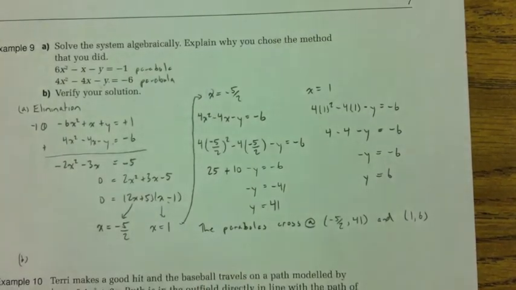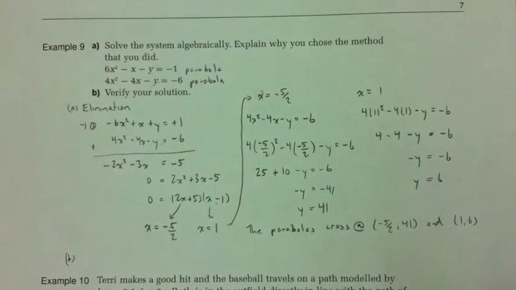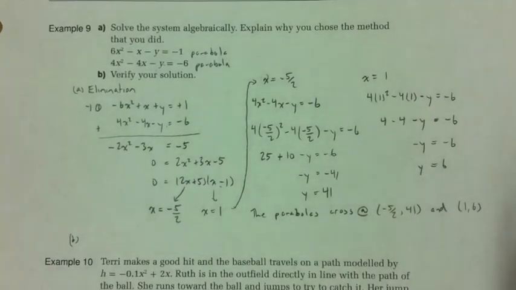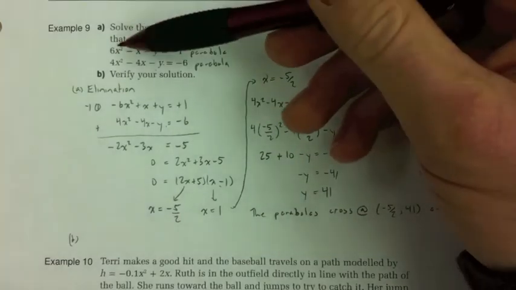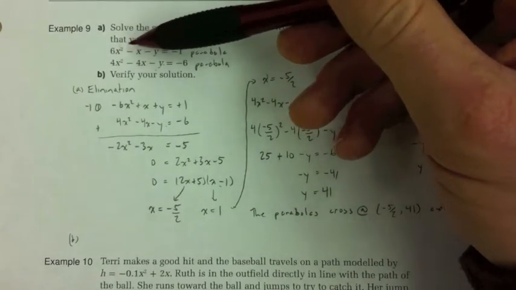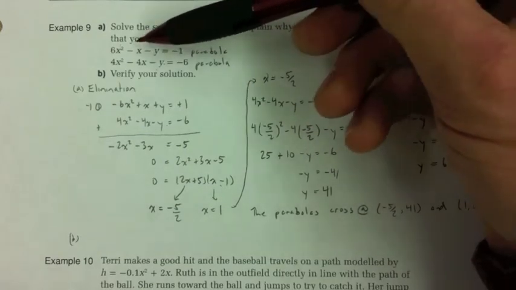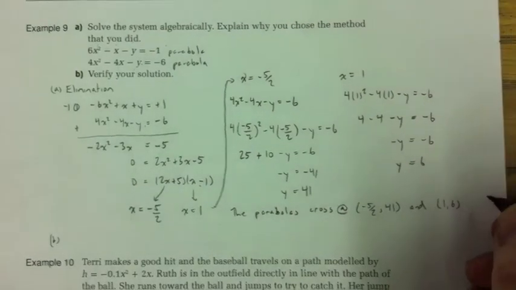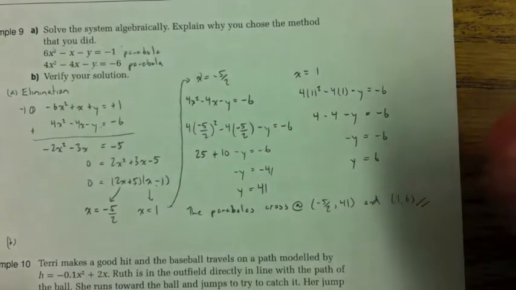Part B says verify your solution. We've run out of room, it appears, but to verify our solution, we would substitute in x equals 1. So we get 6 times 1 squared would be 6, minus 1 is 5, and y is 6, so we'd have 5 minus 6 is equal to negative 1. So we know for sure that that works in one of the equations.